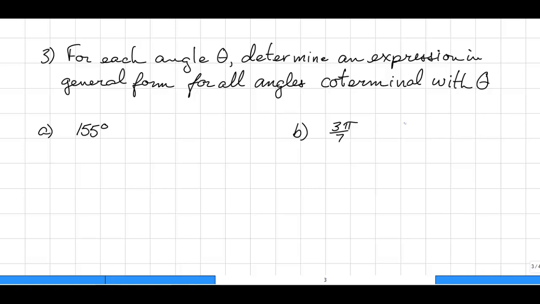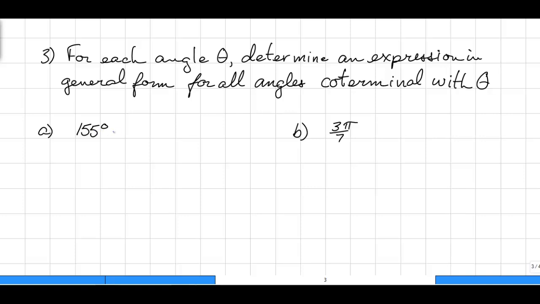Now in this one, this is fairly straightforward. There's actually a little bit more to this question, but I just wrote down this last part. For each angle theta, determine an expression in general form for all angles coterminal with theta. Now, each angle will have an infinite number of coterminal angles. So we can't list them all, so we look for a way to express them all simply. And that's what mathematics helps us do. It's a language that helps us express things more succinctly.